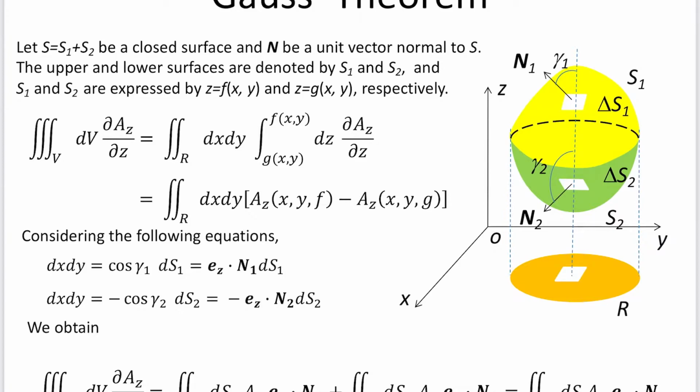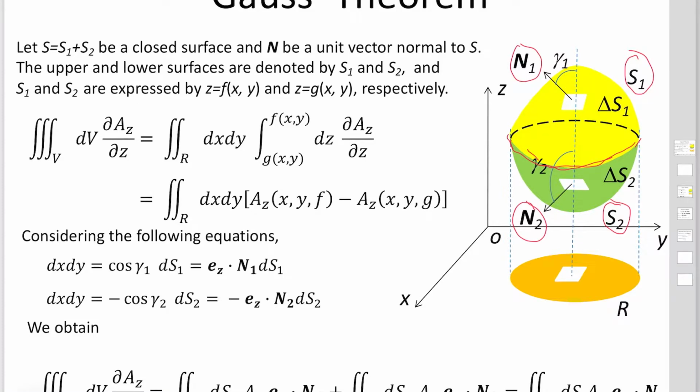Let S equal S sub 1 plus S sub 2 be a closed surface, the yellow and green surface, divided by these curves. The upper surface is written S sub 1, and the lower surface is given by S sub 2. The total surface is given by the sum of S sub 1 and S sub 2. And n is a unit vector normal to S. So n sub 1 is a unit vector on the surface S sub 1, and n sub 2 is a unit vector normal to S sub 2.